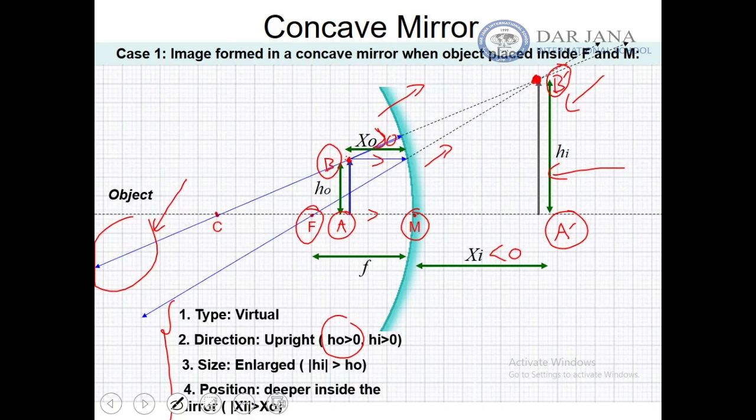Size. The size, as noticed here, is enlarged. It's taller than the object. Number 4, the position. The position of the image itself is deeper inside the mirror. Once you have a virtual image, of course it will be inside the mirror. This is the first case, case number 1.